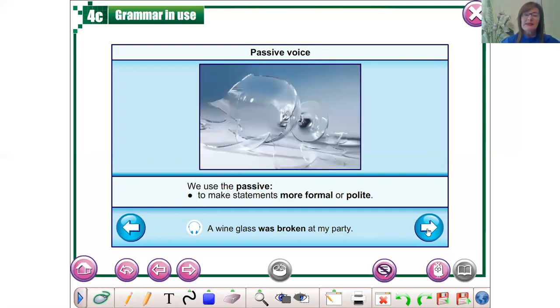We use the passive to make statements more formal or polite. For example, a wine glass was broken at my party.